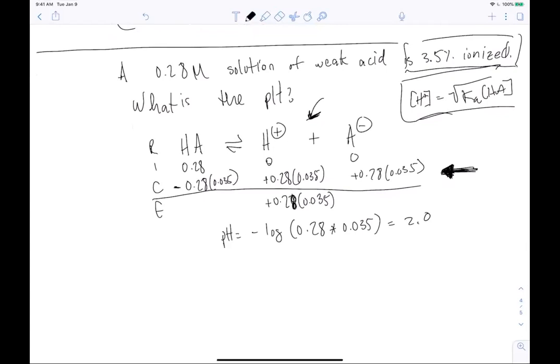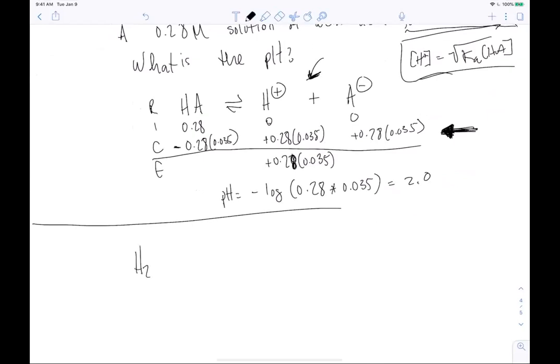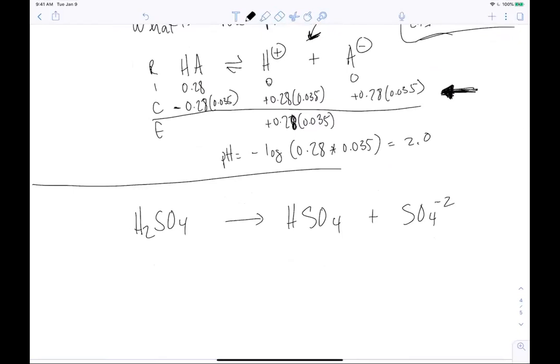I have a question relating to the homework problem. It talks about H2SO4, and said the conjugate acid-base pair was HSO4 minus with only one H. Why do both H's not dissociate, where you get H2 plus SO4? Yeah, that's a good question.